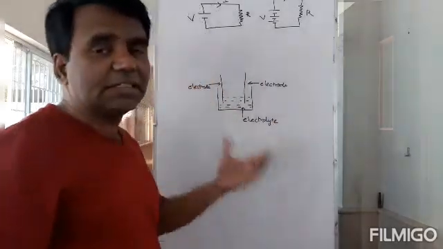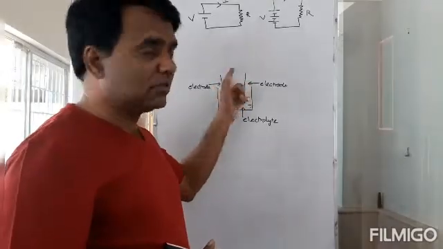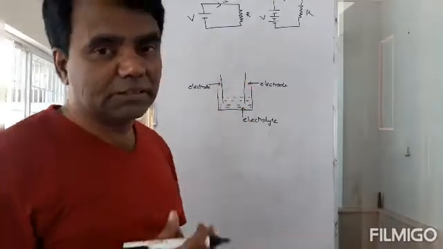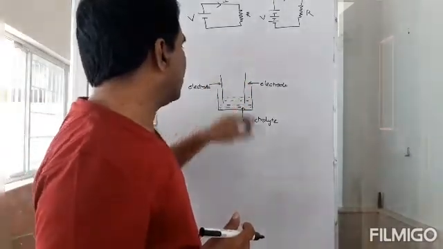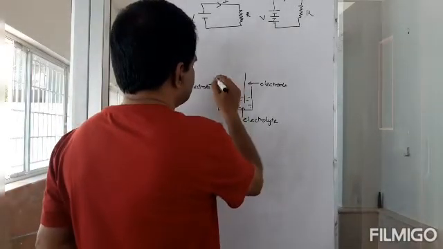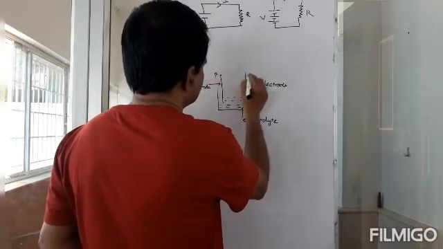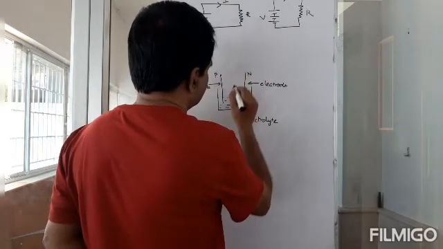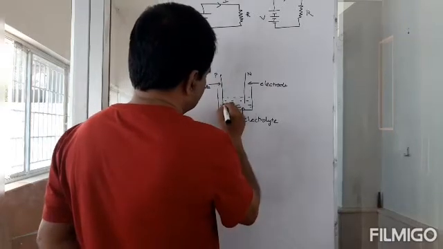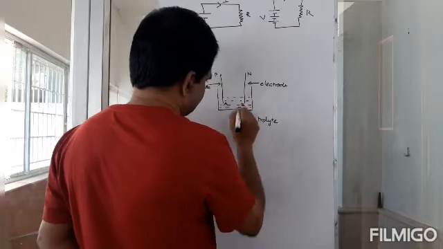So this is an electrolytic cell, and these are two different metals. These electrodes are made of two different metals. Say this is P, this is N, this is positive, this is negative, and say this point here is A, and then this here is B, inside the electrolyte.